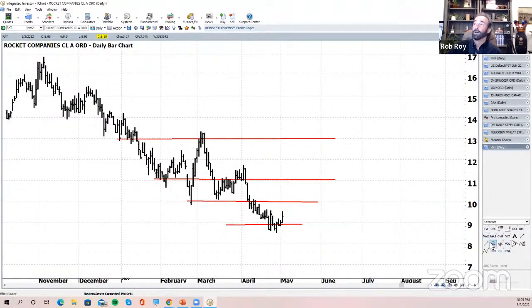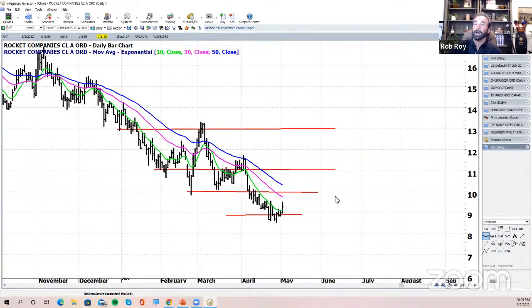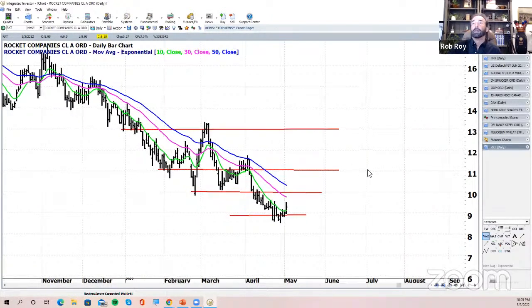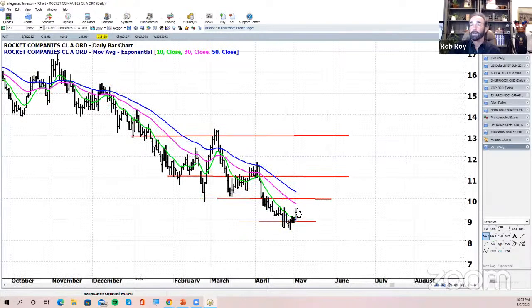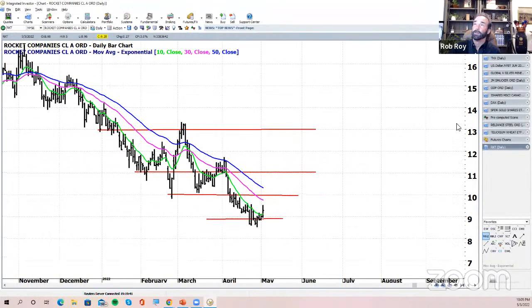So if it can get some follow through tomorrow, it did close above the 10-day moving average, which was good. If it can get above 10, then you've got something going there. But for me, even from a speculative standpoint, I would want to see it get above 10, and then you could take a shot at it, because you could get a quick run to 13, which would be really nice, right? If it does that.